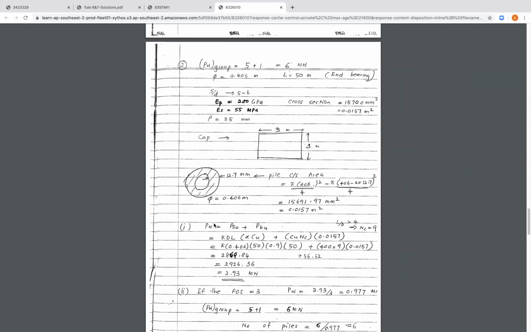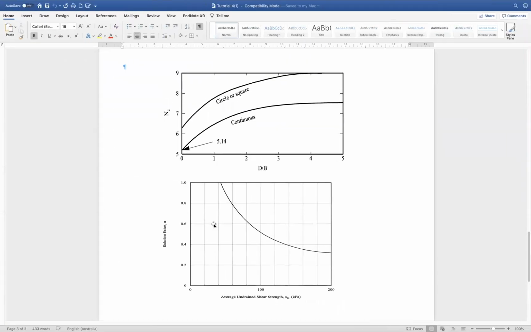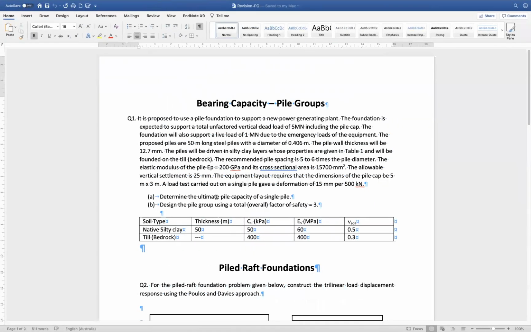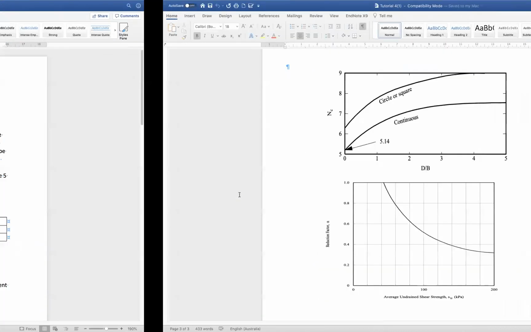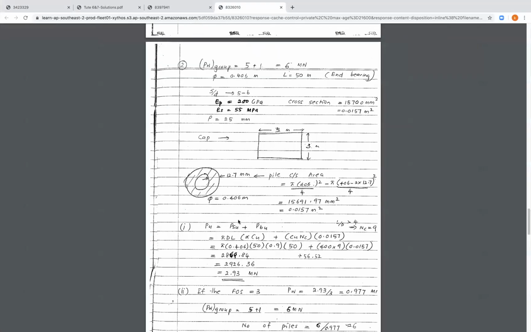And then for the first question, we need to find the ultimate pile capacity of a single pile. So for the single pile, we apply this formula, which is P_SU plus P_PU: the bearing capacity due to the shaft resistance, and the bearing capacity due to the end bearing, or the resistance at the end bearing area.